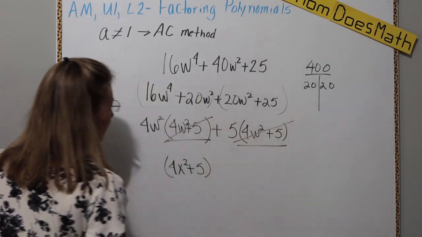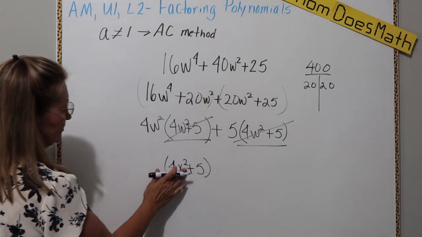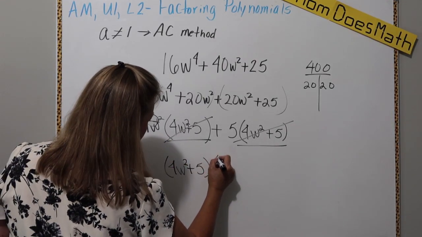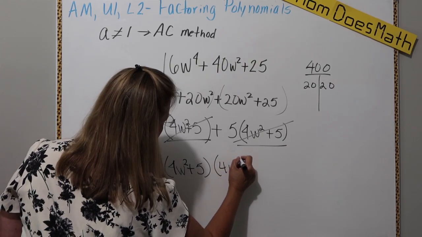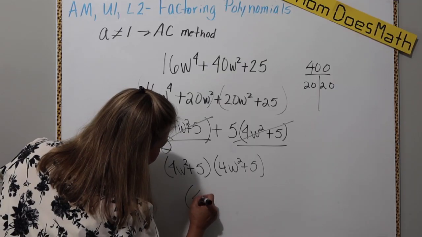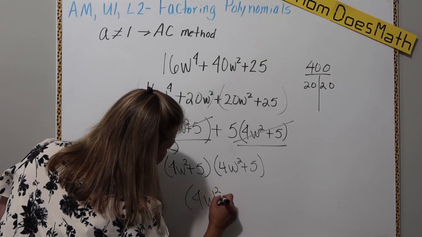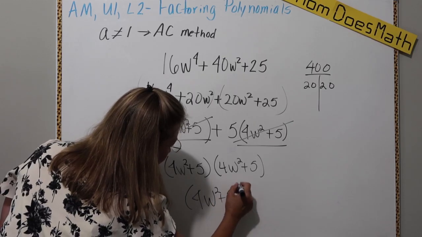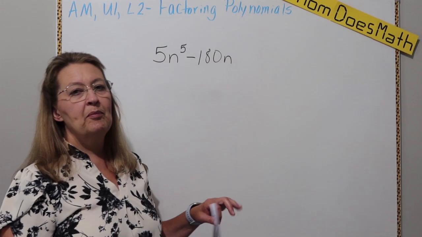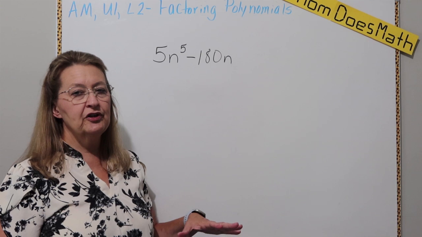I've got both of those out of there. What's left? Oops, that should be a w, sorry. And 4w squared plus 5, which you could rewrite as simplified 4w squared plus 5 squared. Okay, in the bottom section, we're just told to factor completely.